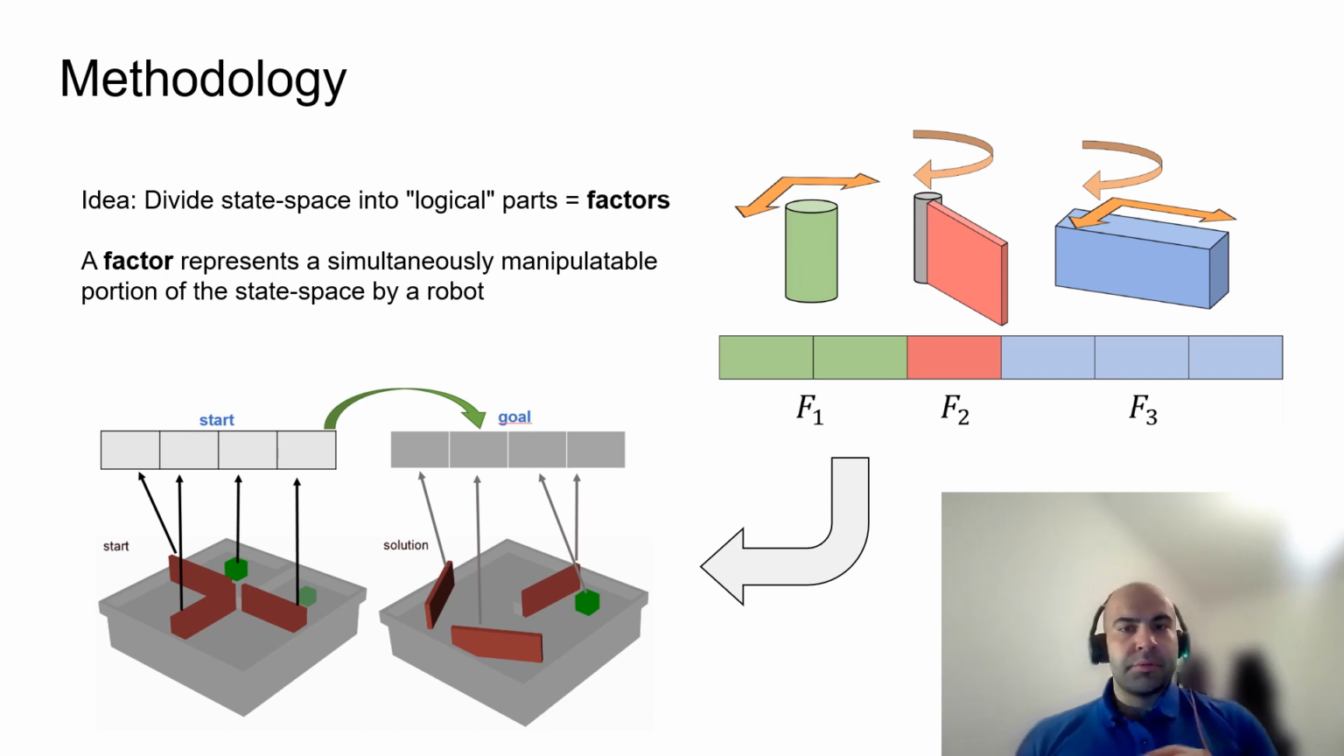Having this structure, a movement of an object, let's say the green cylinder here, would correspond to a change only of the green factor's indices between two states. And this capability enables us to plan a path to solve the rearrangement problem.